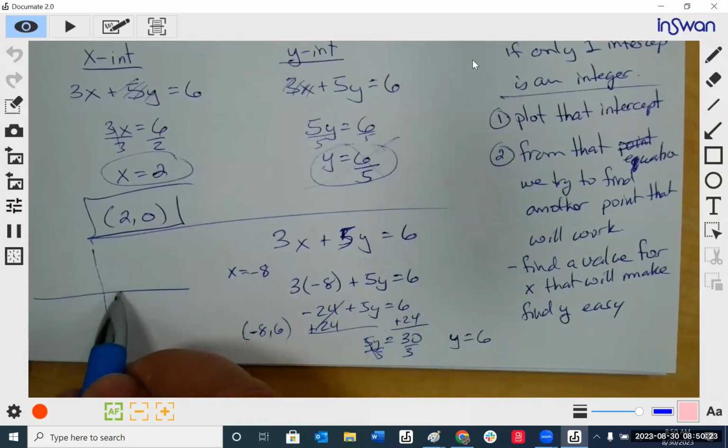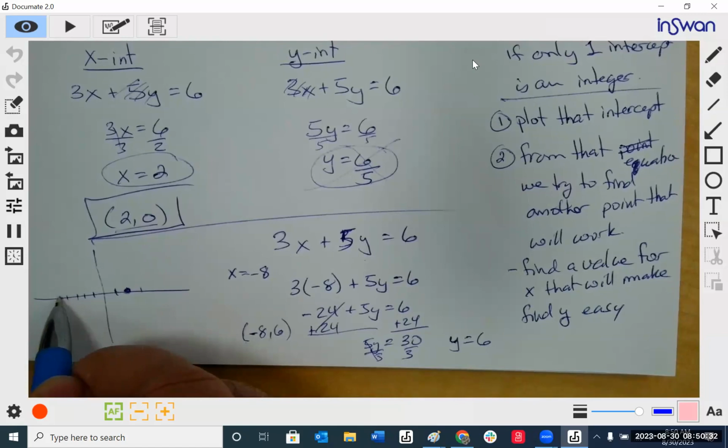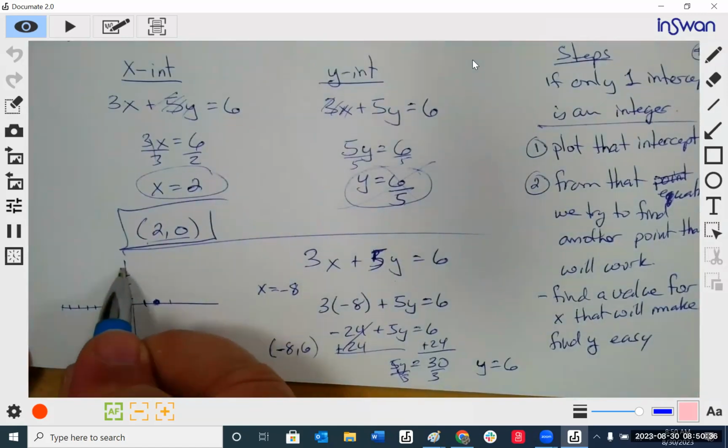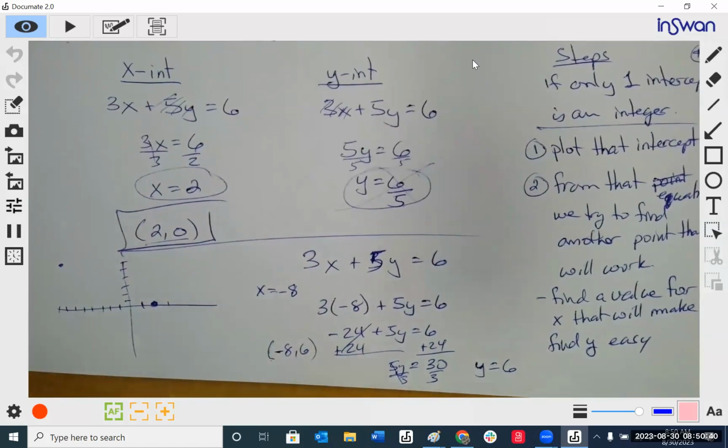Because if you think about this, we know that 2 comma 0 works. That's an X-intercept. We know that negative 8, 1, 2, 3, 4, 5, 6, 7, 8, up 6. We know that one works. So if we connect them, there's our graph.